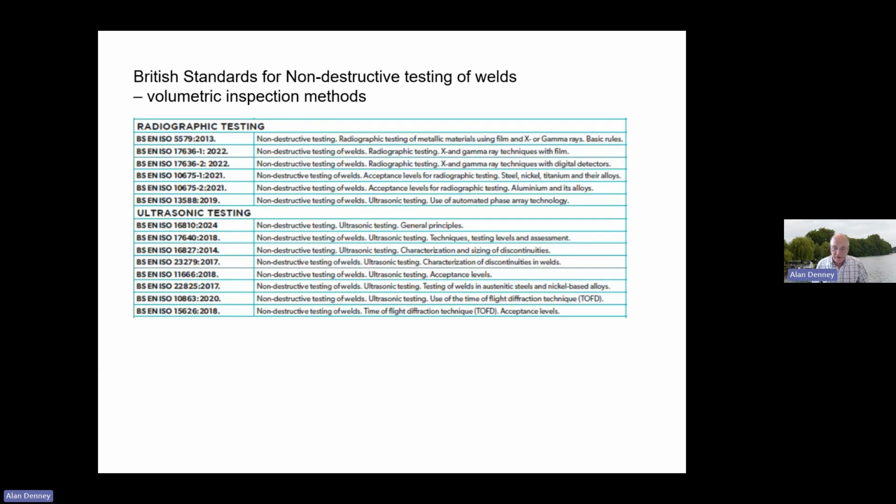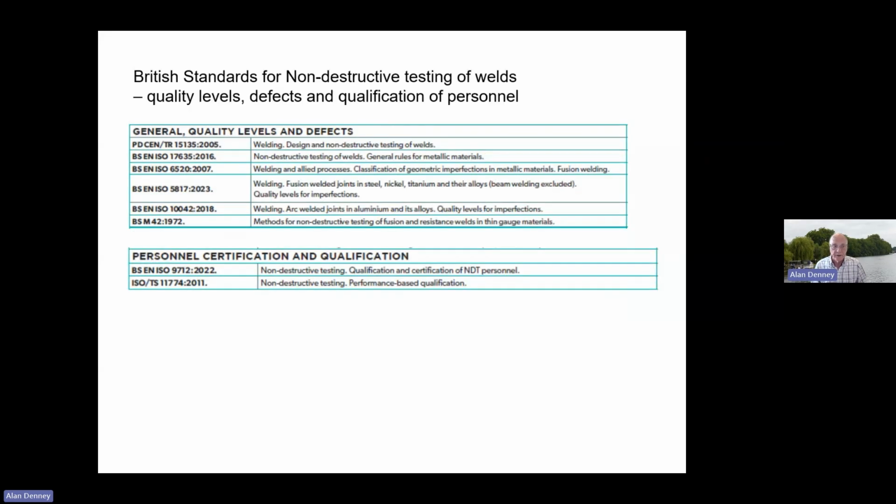We've got general principles, we've got the techniques, we've got the sizing methods, characterization. I said that in some standards you have to be able to distinguish what type of defect it is. It's not easy with ultrasonics, and so you've got characterization there, the techniques that are used for that, and then acceptance levels, and then different acceptance criteria for austenitic stainless steels, for time of flight diffraction. So a lot of different requirements based on the method and the application. And then general standards on quality levels.